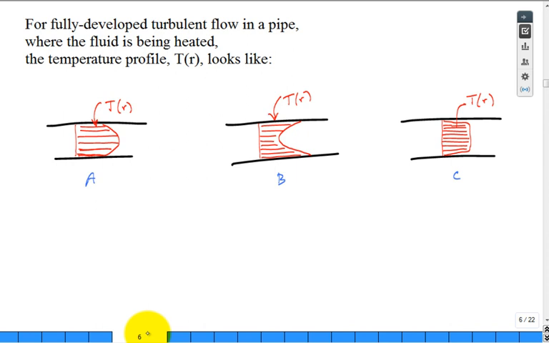We have fully developed turbulent flow in a pipe. It's different than fully developed laminar flow. That was more parabolic. Turbulent flow is more plug or slug shape in the profile of both velocity and the temperature. Here I've sketched it for the fluid being heated. If the fluid's being heated, what's higher temperature, at the wall or in the middle? Wall. Good. The temperature profile, T as a function of R, should look more like either A, B, or C. Please give me your answer to this second question.